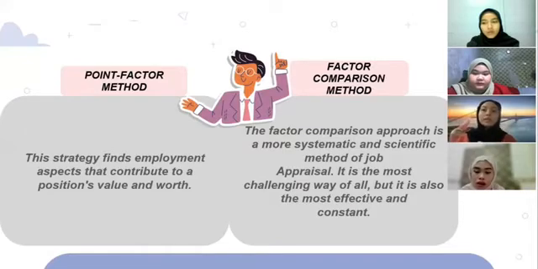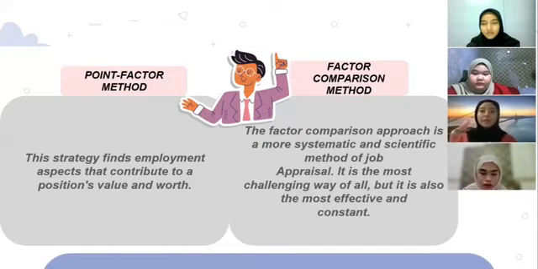When an organization uses an internal equity system, such as the point factor system, it is forced to quantify total points for each individual job, indicating its genuine value to the company. Moreover, the fourth method is the factor comparison method.